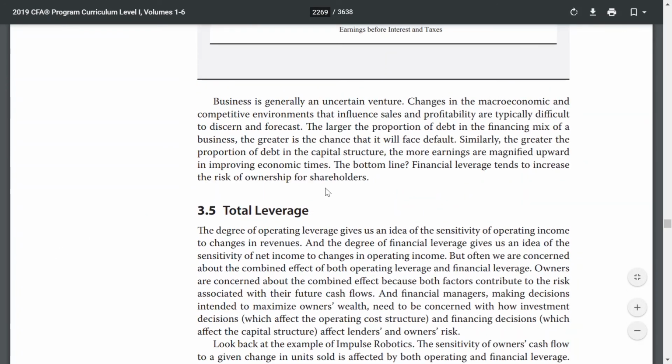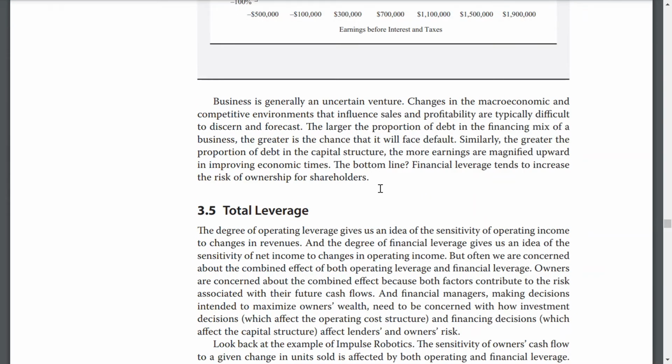Business is generally an uncertain venture. Changes in macroeconomic and competitive environments that influence sales and profitability are typically difficult to discern and forecast. The larger the proportion of debt in the financing mix of a business, the greater its chance that it will face default. Similarly, the greater the proportion of debt in the capital structure, the more earnings are magnified upwards in improving economic times. The bottom line: financial leverage tends to increase the risks of ownership for shareholders.